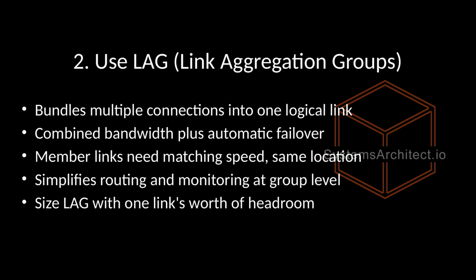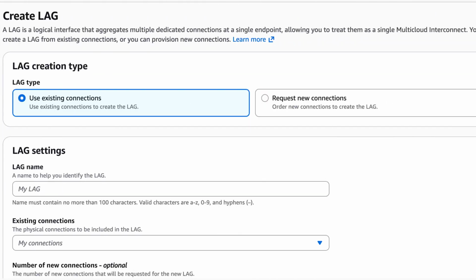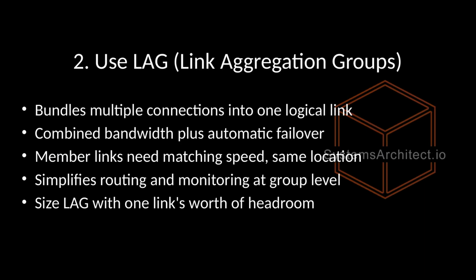2. Use LAG, link aggregation groups. A link aggregation group, or LAG, bundles several physical connections together. It behaves like one logical connection to AWS. This combines their bandwidth and adds automatic failover. Traffic simply redistributes if one member link goes down.